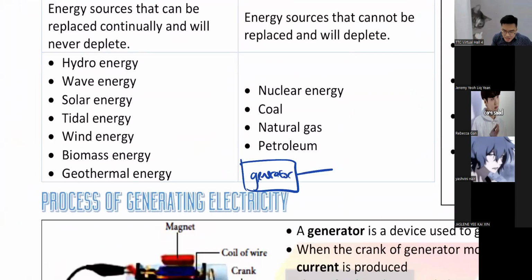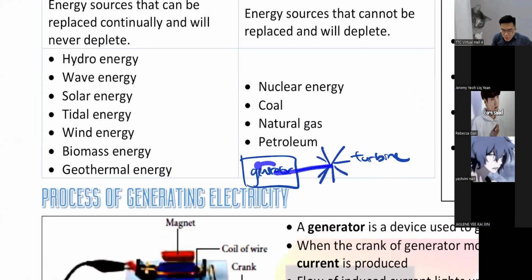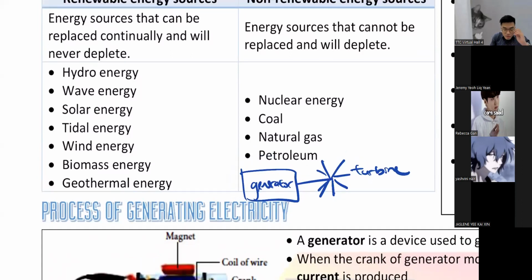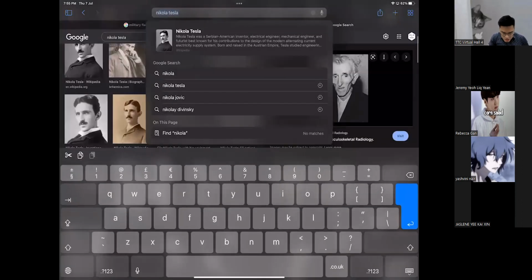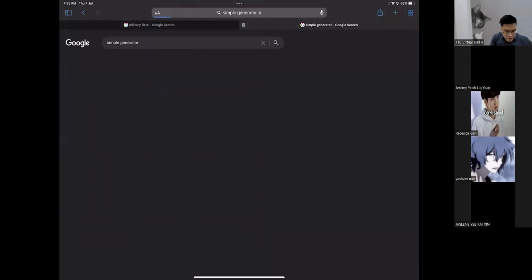A generator has a fan-looking thing that we call a turbine. In Mandarin, this is called 螺旋桨. It looks like a fan. When you turn this turbine, it is connected to a magnet inside the generator, so the magnet will also turn. When the magnet turns, you will generate electricity. This is how it works. Let me show you this, a simple generator.